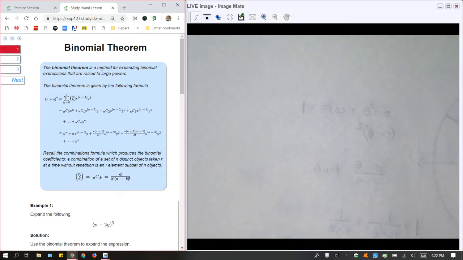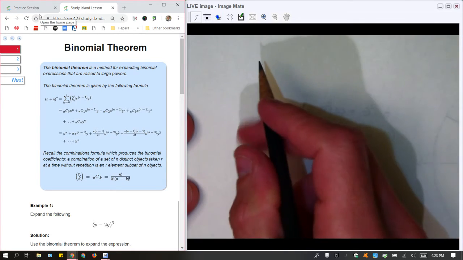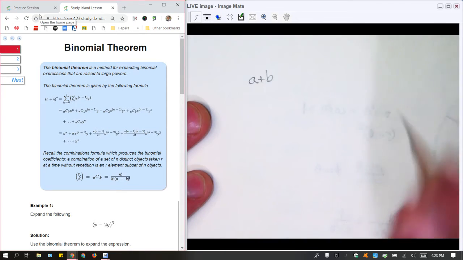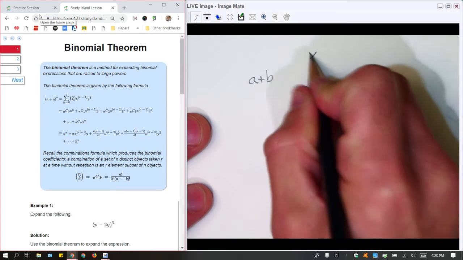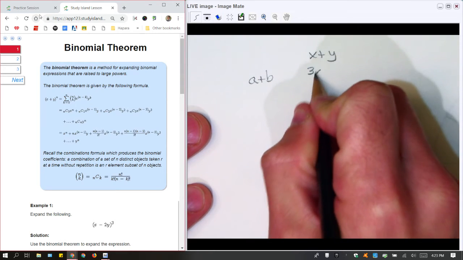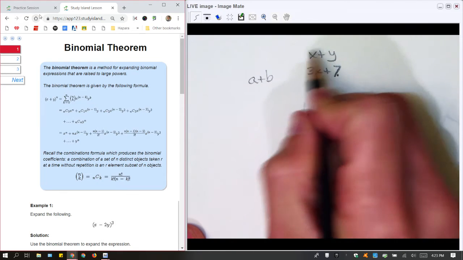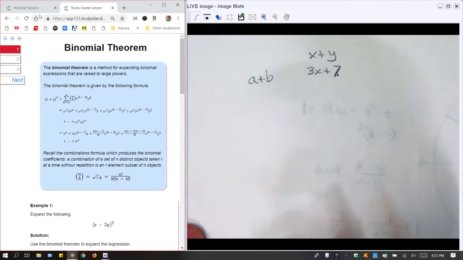The binomial theorem is a method for expanding binomial expressions that are raised to large powers. The binomial theorem is given by the following formula, and you've got this formula here. Let's walk through from the beginning exactly what we're looking at. First, what is a binomial? A binomial is just two terms. If I have a plus b, that's a binomial. If I have x plus y, or 3x plus 7, that's a binomial. Anytime you have two separate terms like that, they are binomials.